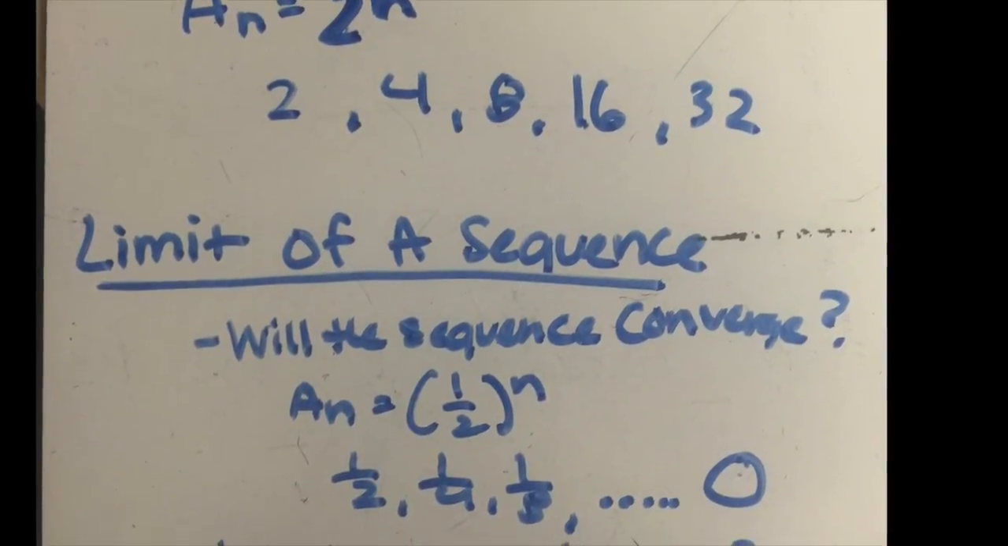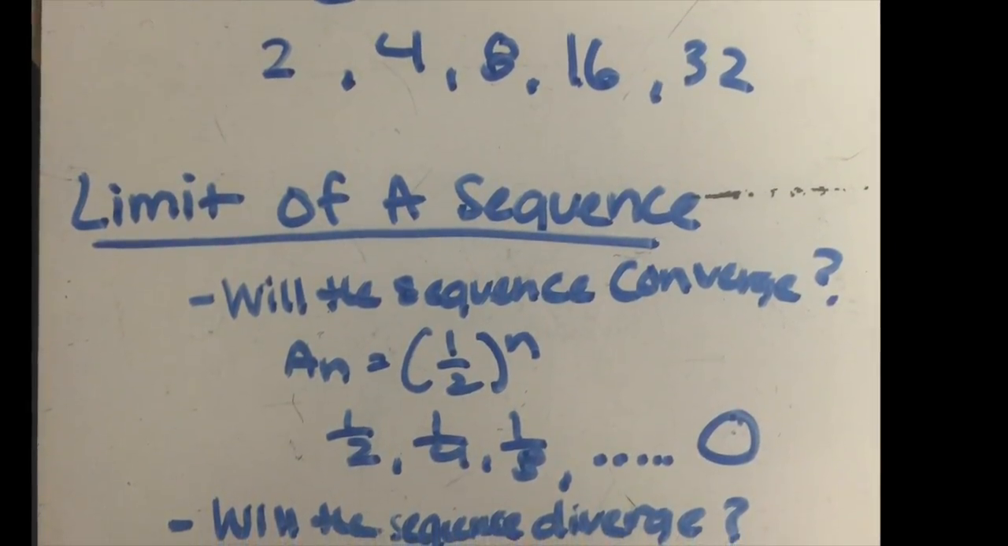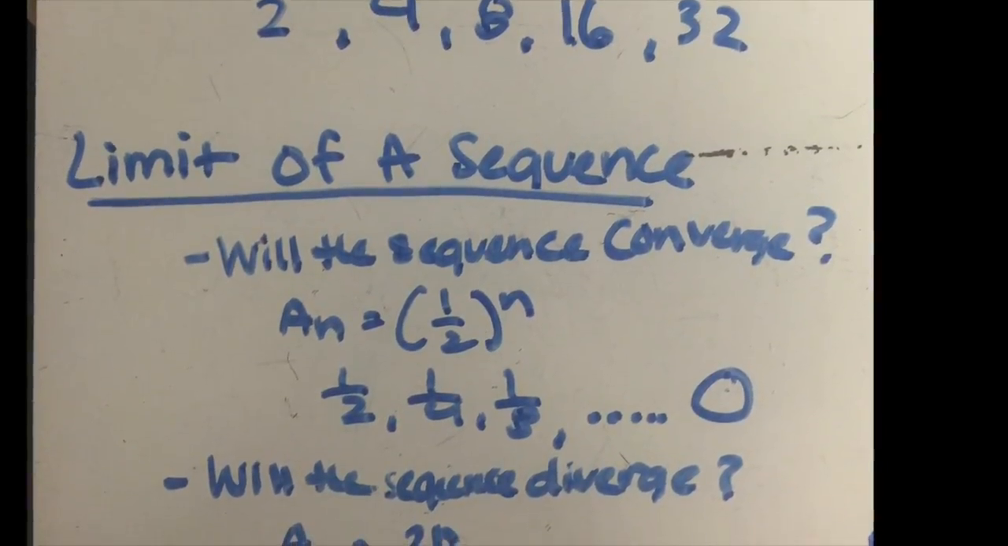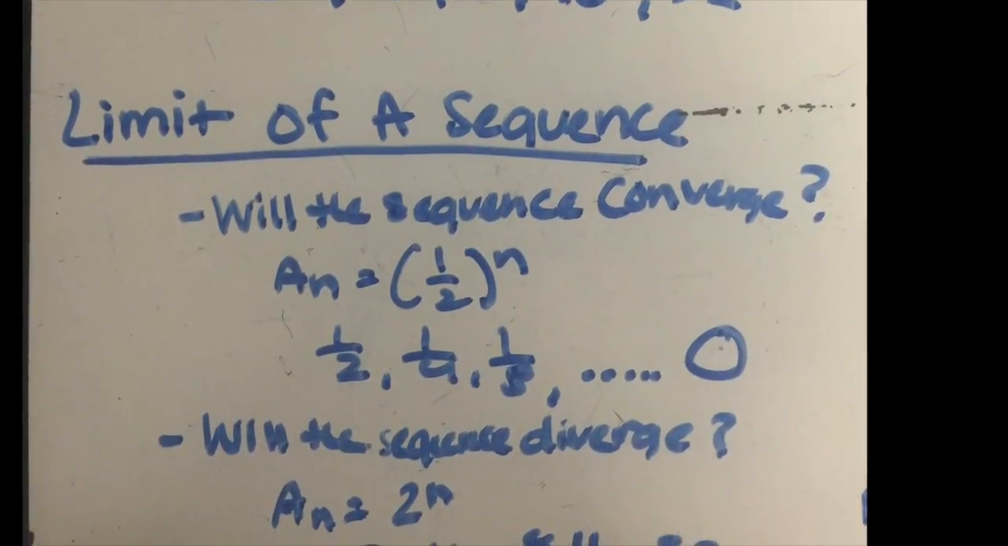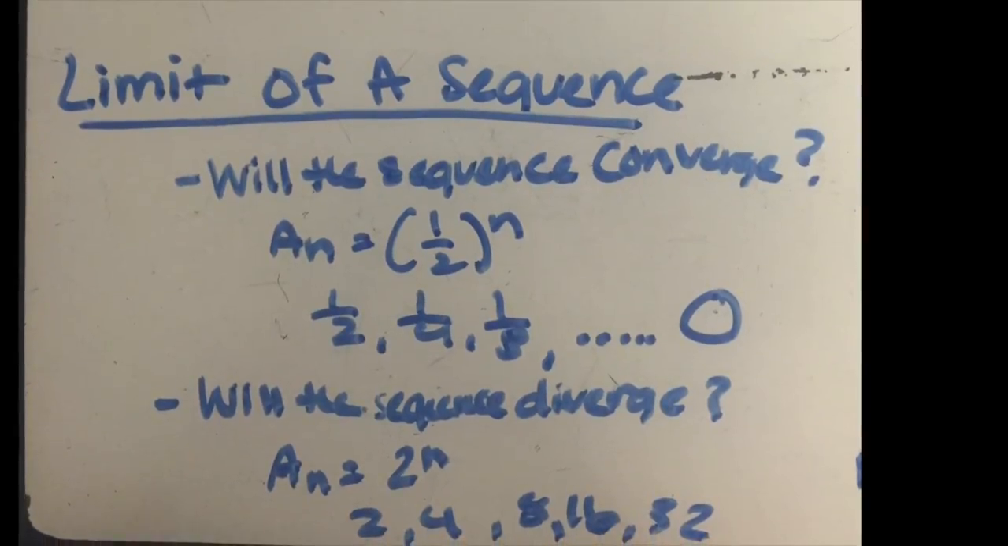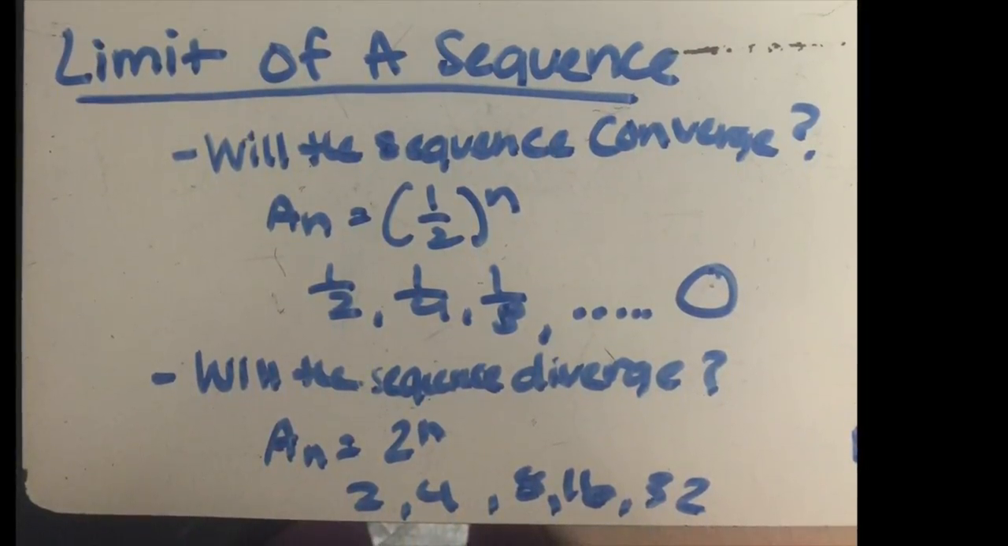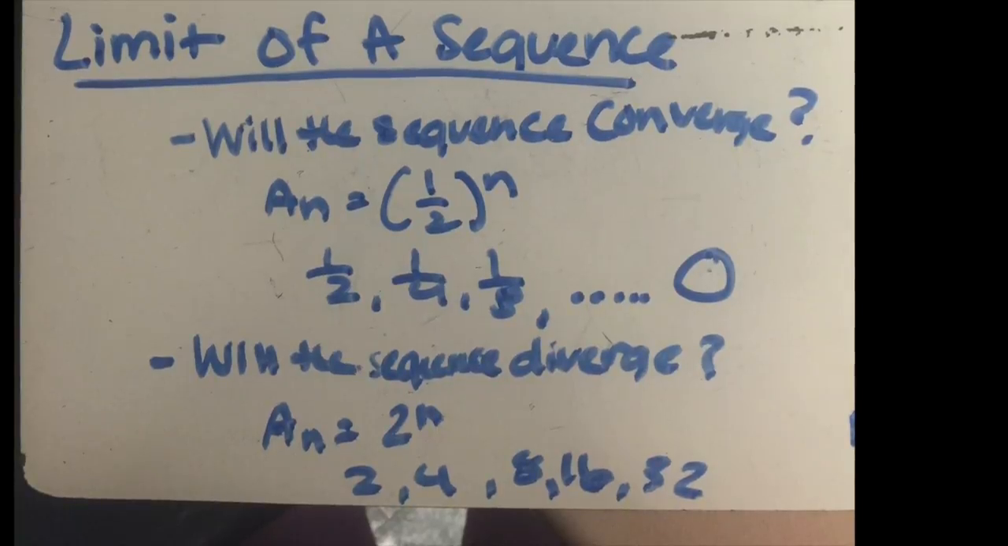And the limit of a sequence tells you if the sequence converges or diverges. If it converges, it tells you that all the values of the sequence will eventually close in on one number. And if it diverges, that means that it will never close in on a number and it will keep increasing or decreasing.